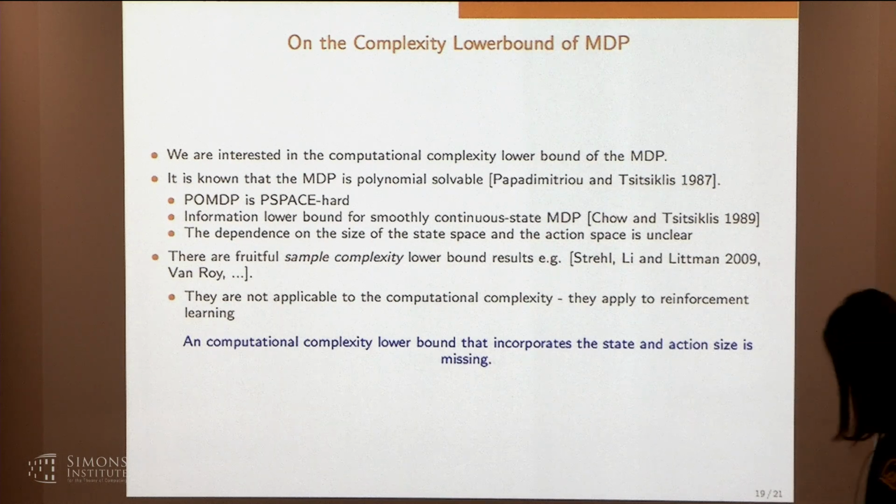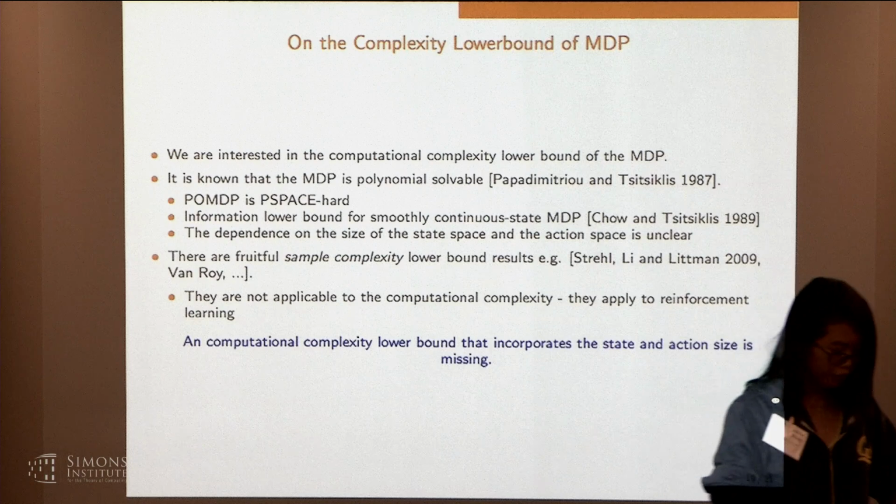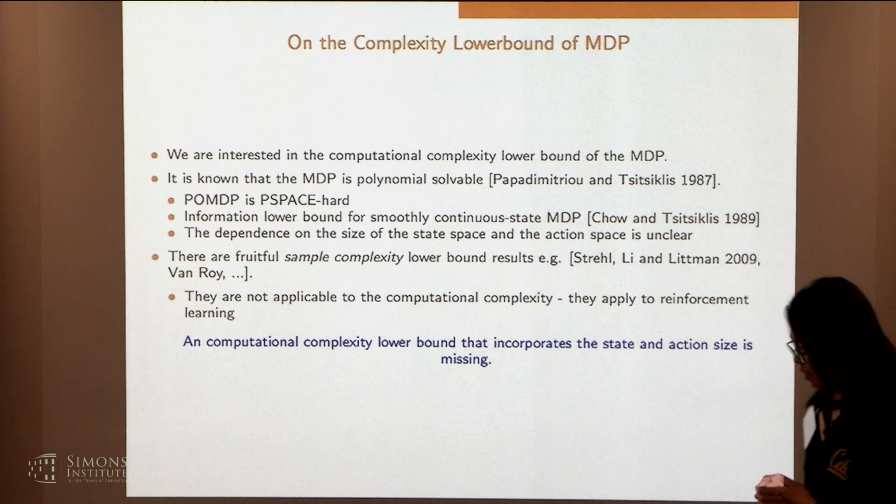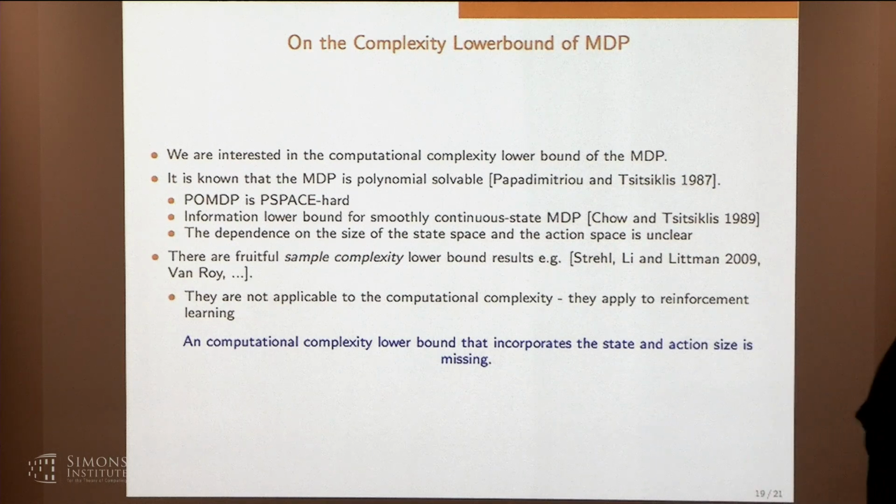So what I just described is how to use the sampling mechanism to speed up the computation of an epsilon optimal policy for Markov decision process. And what makes me very curious is that it looks like the data structure of the problem actually matters.